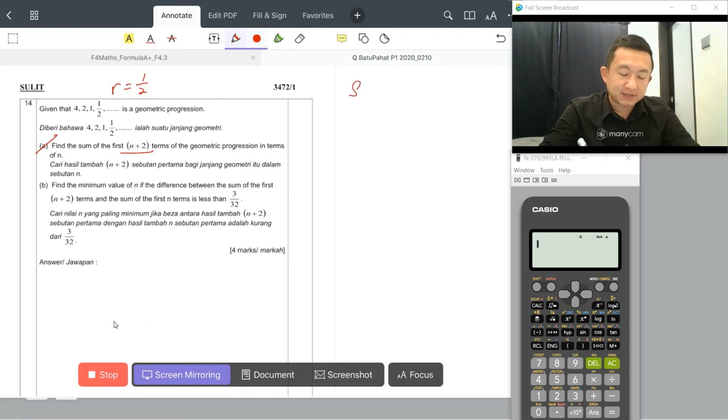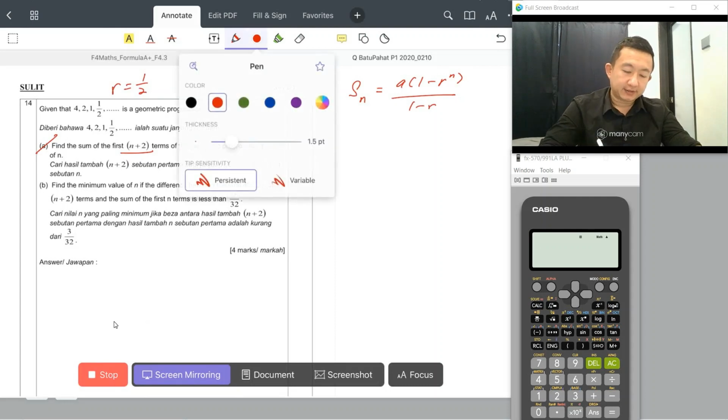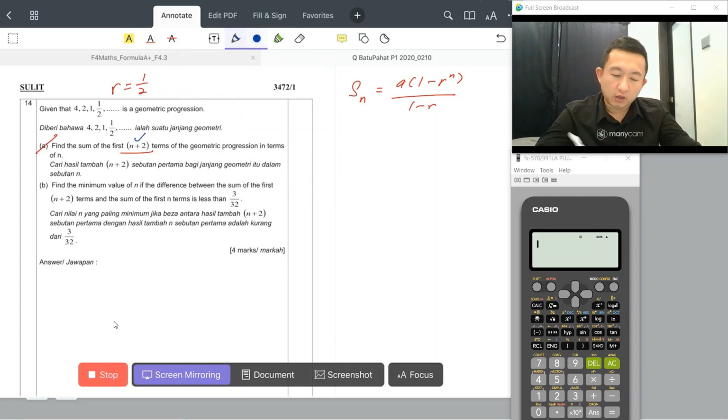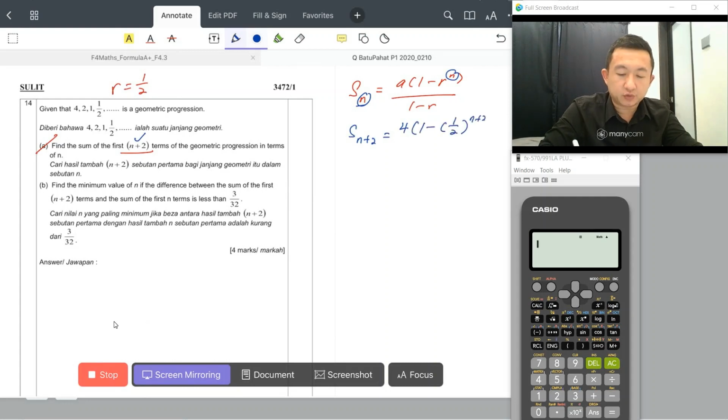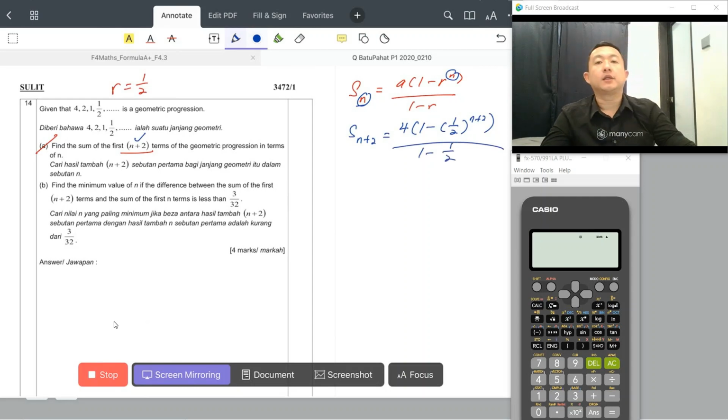So for S, sum of the n term, we know. But how about sum of the n plus 2 terms? And we have two formulas for this depending on the R. Since the R is 1 over 2, less than 1, so we are applying on this formula. Okay? It's just that pay attention to this one. First n plus 2, we are going to replace the n here with n plus 2. Okay, A, what is the first term? 4. And the R, 1 over 2, n plus 2. Okay, so you put in everything that we have, and then you simplify it.